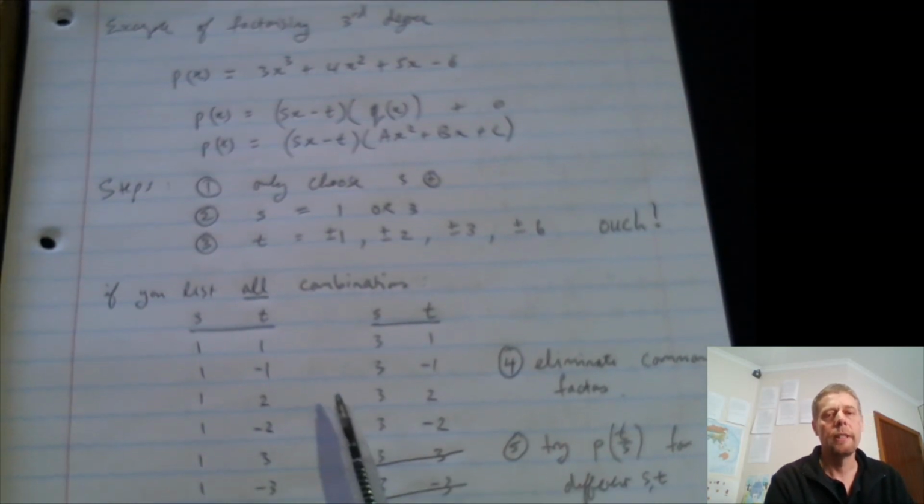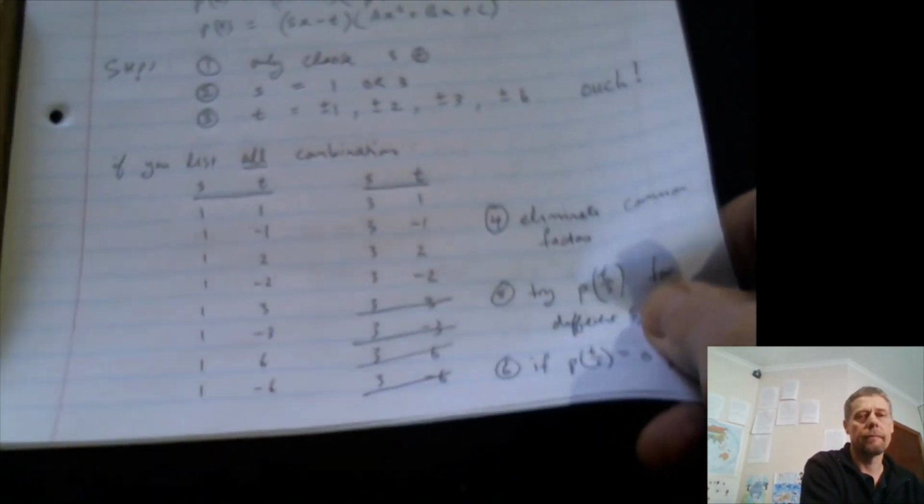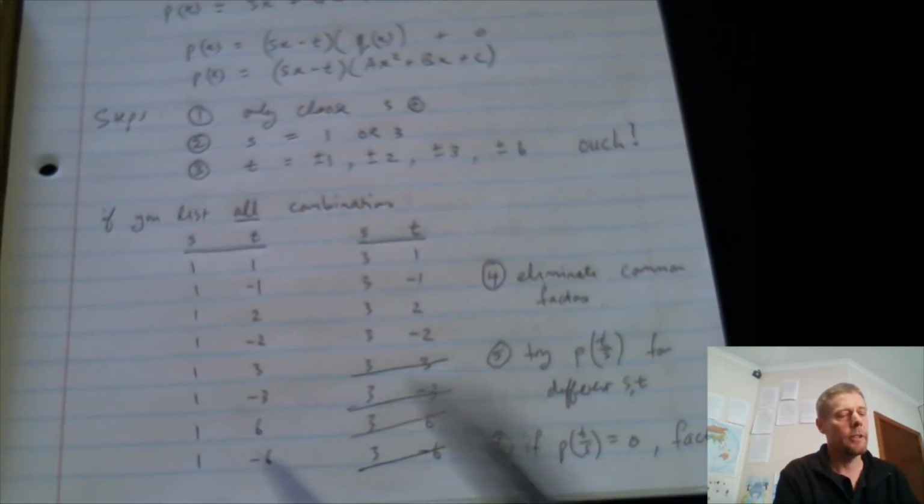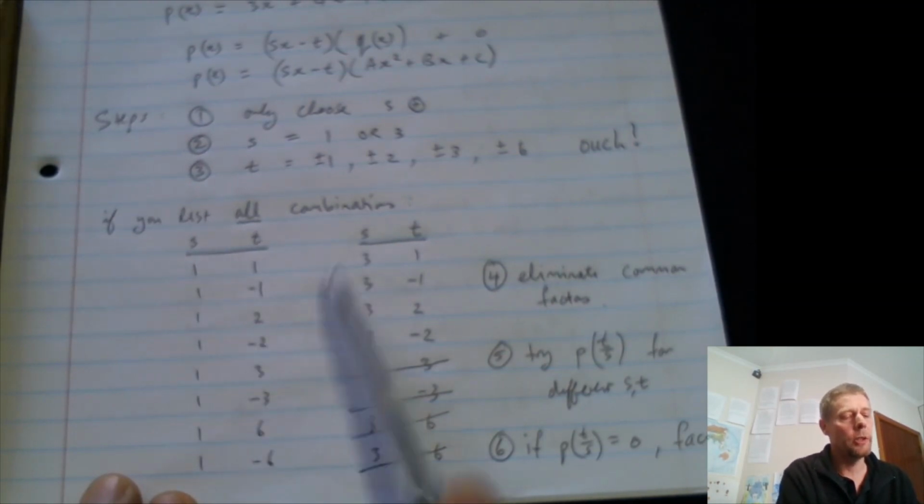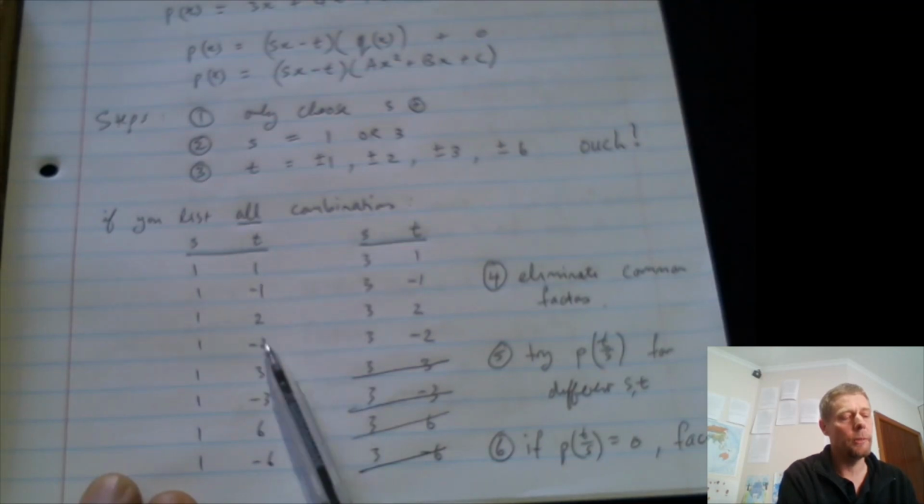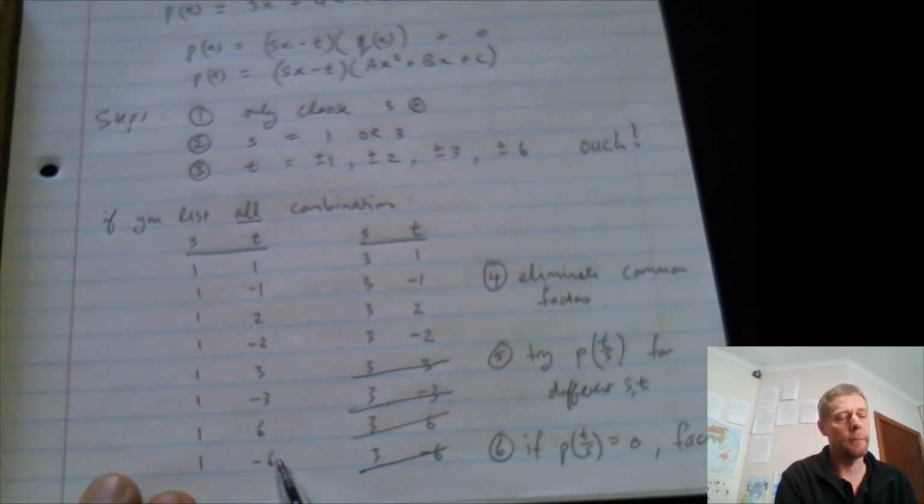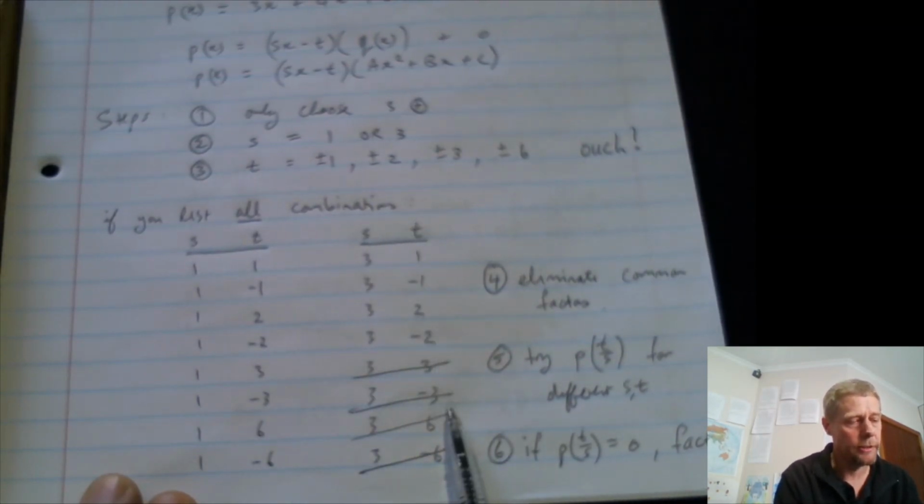First of all, let's write down all the combinations. So s we said could be 1 or 3. So let's do two columns here. s is 1, s is 3. t is 1, -1, 2, -2, 3, -3, and 6, -6. That's a lot of combinations to try. And similarly, when s is 3, we've got all these combinations of t.